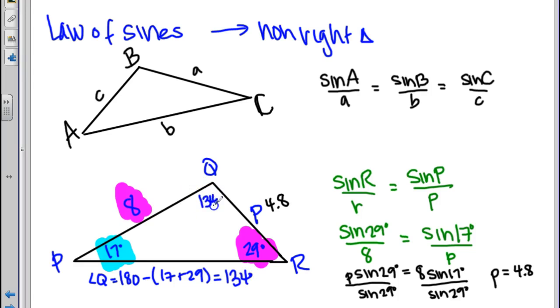Now that we know the measure of angle Q, we can find the length of side Q by setting up law of sines again. So sine 134 over Q is equal to sine 29 over 8. So we would just replace this stuff right here with sine 134 and Q. And we would do the exact same thing. All right, go ahead and try that and see what you get. And I'll check in with you next time I see you on that answer.